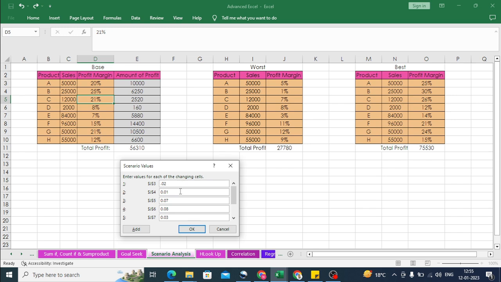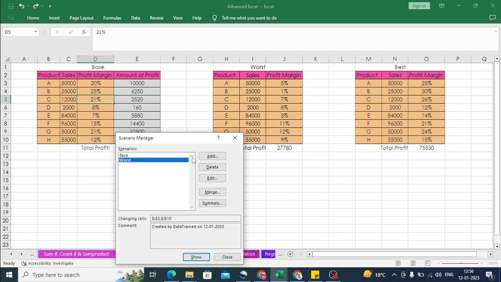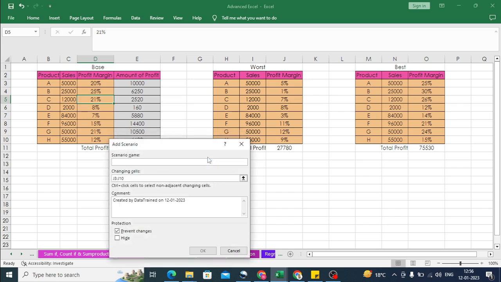For product B, the profit margin was very low. Let it be 0.005. And then for product C, let's make it 0.035. And the rest of the profit margins remained the same in the worst case scenario. So we hit OK. So now we have the base case scenario and the worst case scenario. Now let's add the best case scenario.